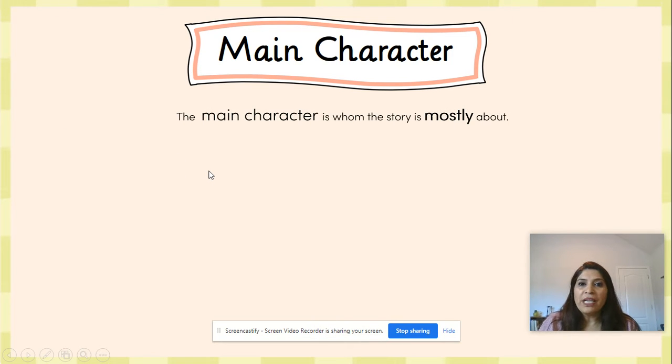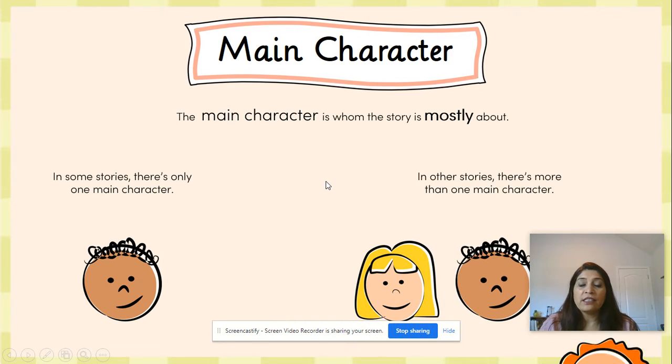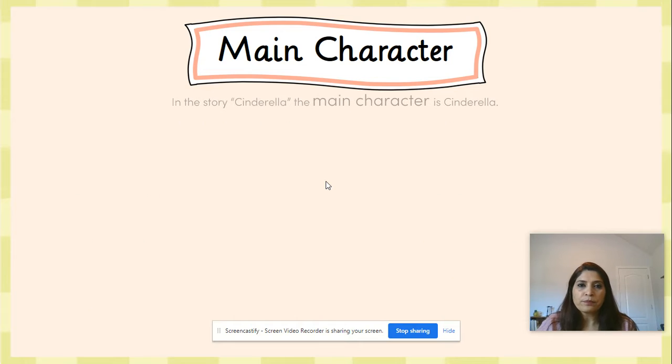The main character is whom the story is mostly about. When I'm writing a story, I will have a main character, and I know it's the main character because the whole story is going to be based on that one particular character. We're going to learn more about the main character and the supporting characters. In some stories, there's only one character, and in other stories, there is more than one character.